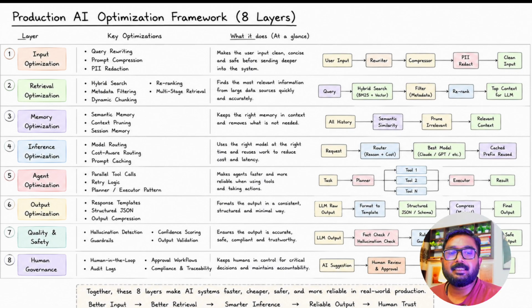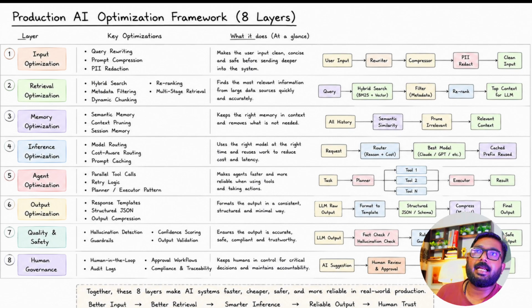Memory optimization is how much memory we are trying to save using context pruning or semantic memory that we talked about. Inference optimization is how better we can use different models together, like model routing or cost-aware routing. And there is agent optimization that we talked about, such as parallel tool calls, retry logic, etc.